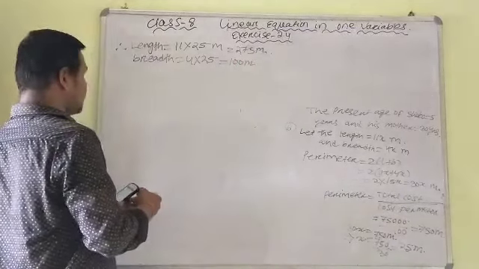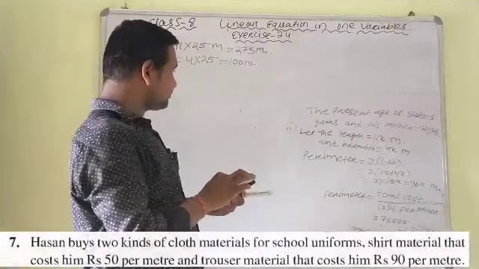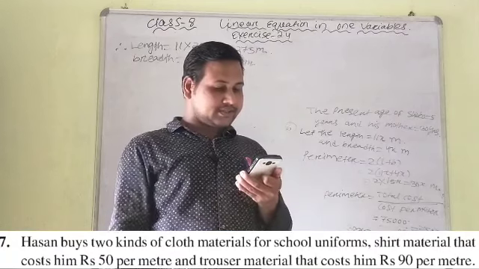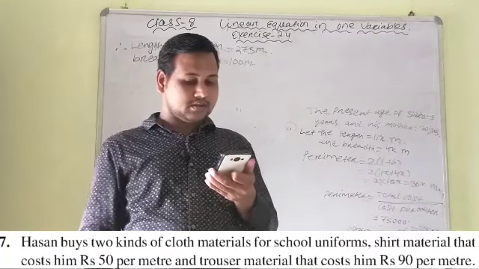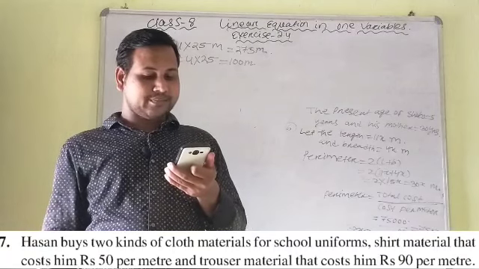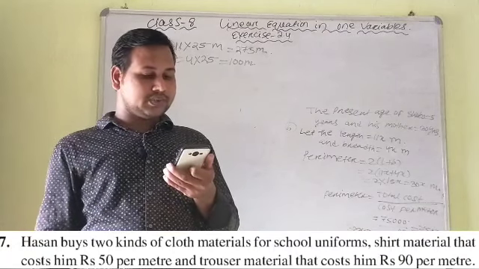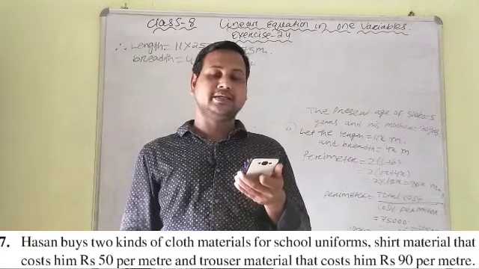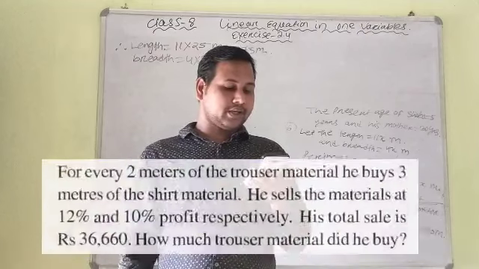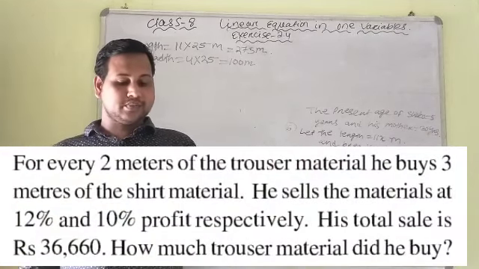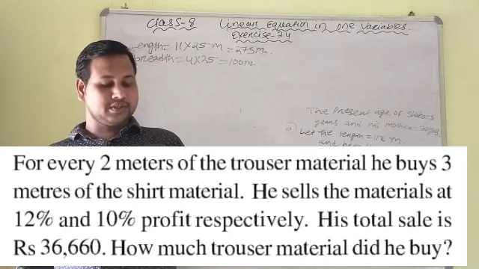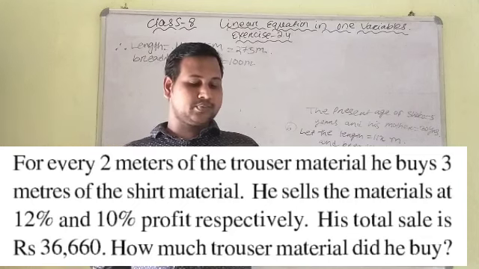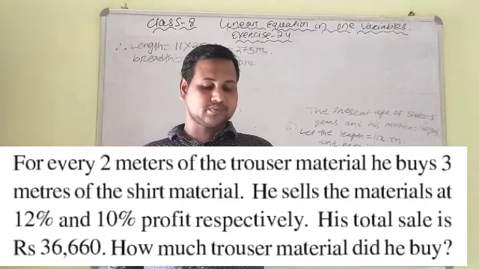Okay, we'll discuss question number 7. It's given here. Hassan buys two kinds of cloth material for school uniform. Shirt material that costs him rupees 50 per meter and trouser material that cost him rupees 90 per meter. For every 2 meter of trouser material he buys 3 meter of shirt material. He sells the materials at 12% and 10% profit respectively.